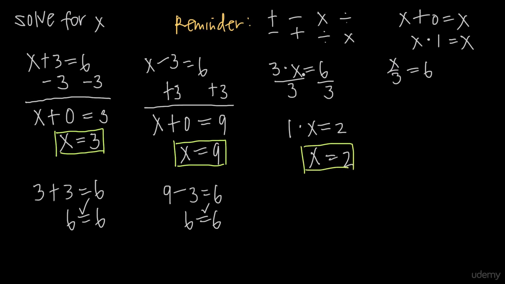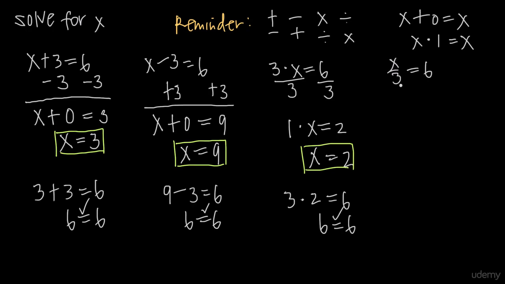I'm going to plug x equals 2 back into my original equation. I had 3 times x equals 6, so instead I'm going to say 3 times 2 equals 6. 3 times 2 is 6, so I get this equation to balance, and I know x equals 2 is my solution. Looking at our last example, we have division here.